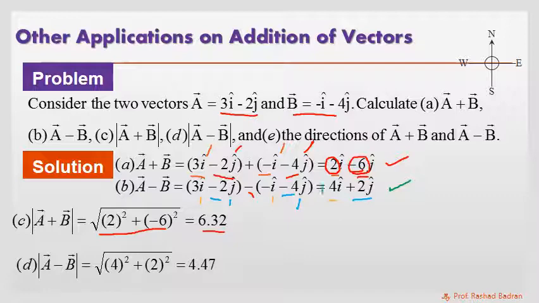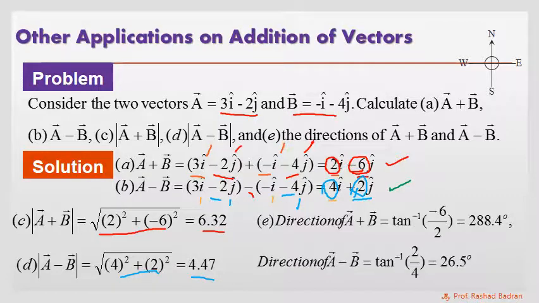Take the x component of this vector, which is 4, and the y component as well. Then take the square of these components and add them together. Take the square root, and you will get an answer of 4.47 for that.